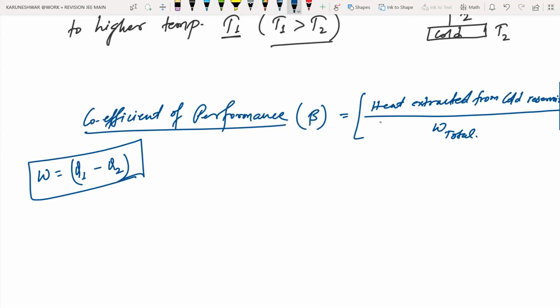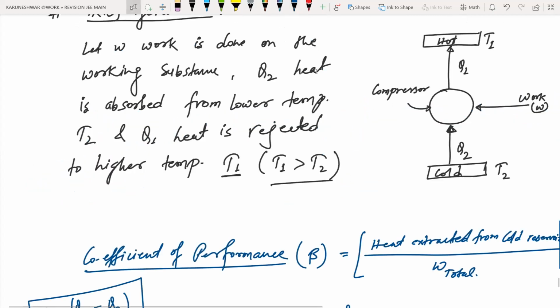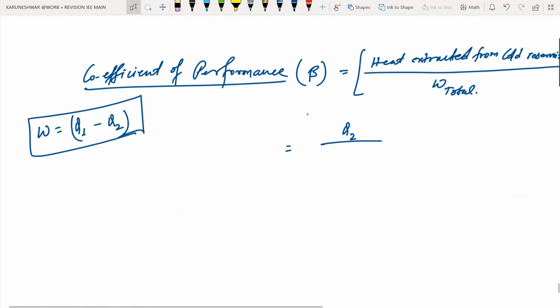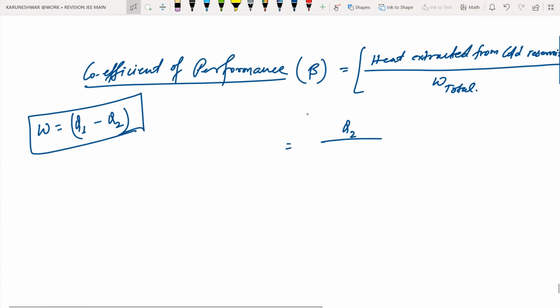So that is the work. And what is the heat extracted? Here the heat extracted is Q2. W is the work done on the working substance, and Q2 is the heat absorbed from the lower temperature end, T2. So it is Q2 divided by the total work, and the total work is Q1 minus Q2.